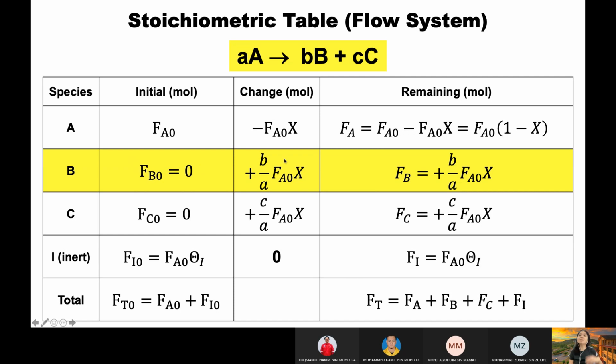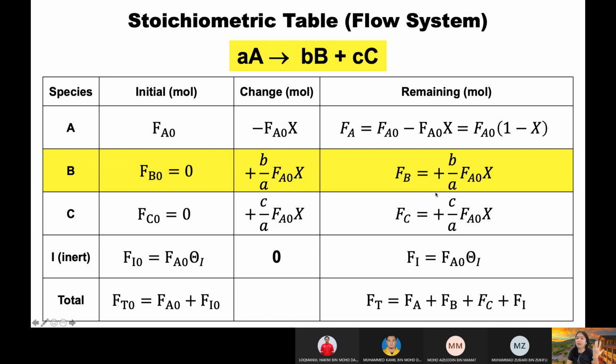The change. Kalau tadi the change for B was a negative, dia akan berkurangan sebab dalam contoh tu B is a reactant. So reactant has to be consumed, so the molar flow rate of B will decrease. Okay. However, in this example, as B is now a product, the molar flow rate of B will continuously increase because they will keep being produced. That's why it becomes plus B per A FA naught X. Kalau tadi minus B per A FA naught X, now it becomes plus B per A FA naught X, simply because it will continuously produce in the reaction.